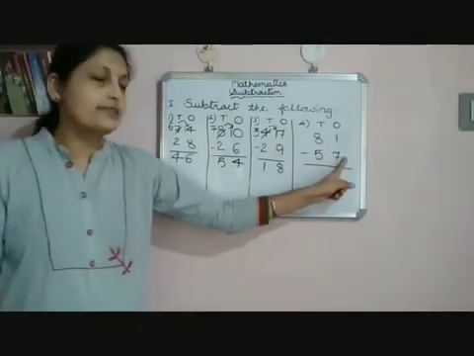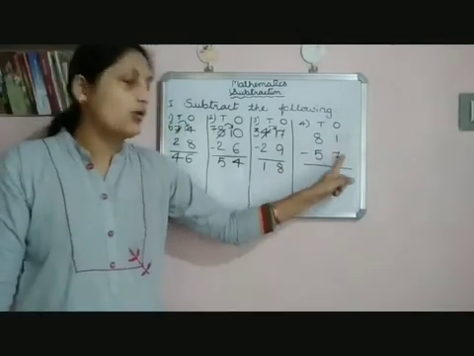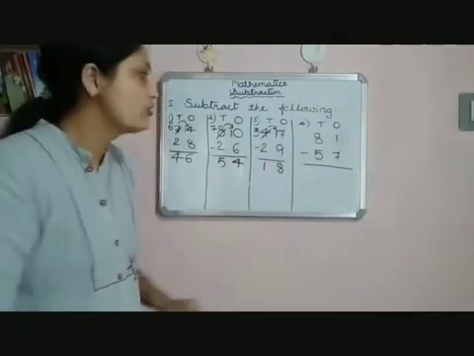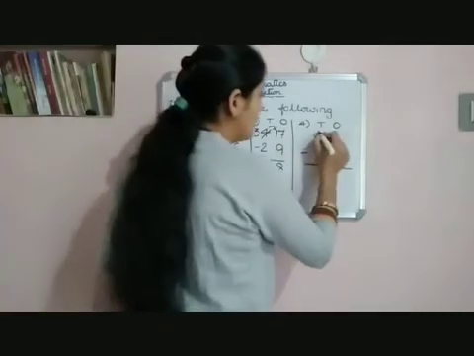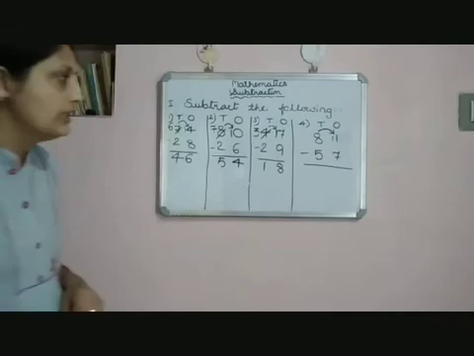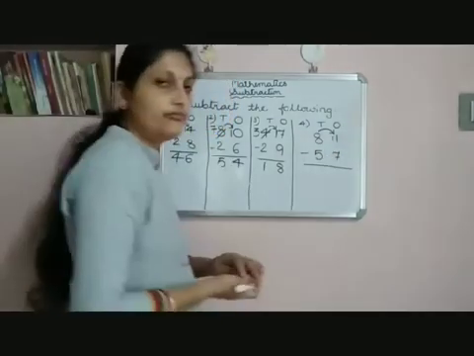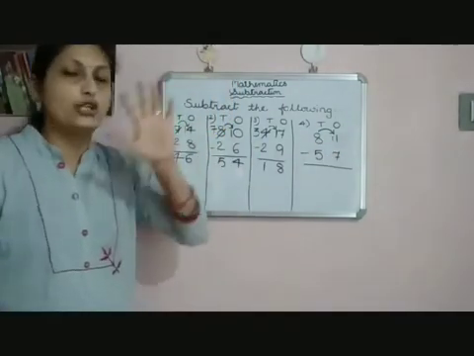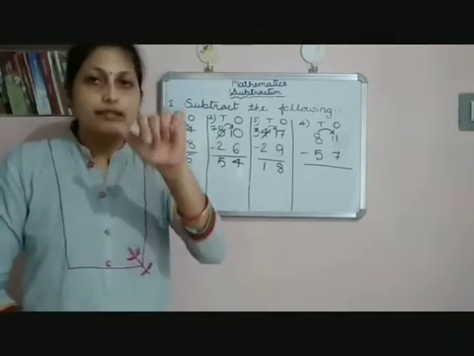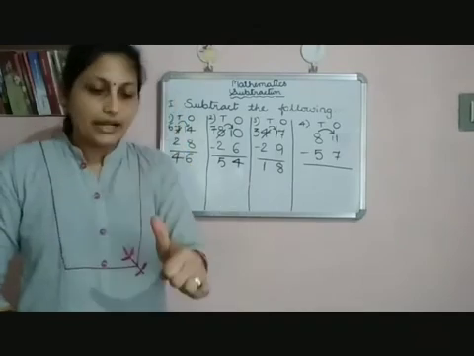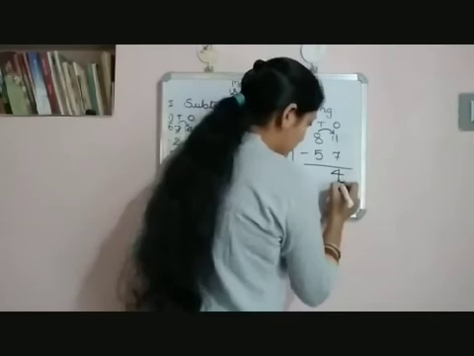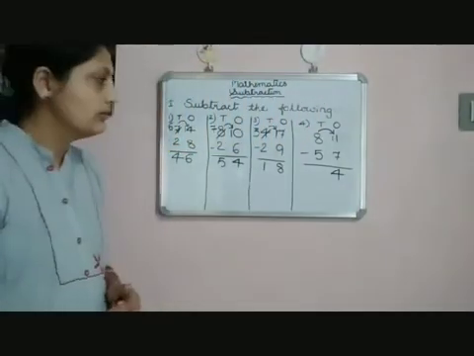1 minus 7. You know that 1 is smaller than 7. So you cannot remove 7 ones from 1 ones. So take borrow from the tens column. Take 1. So it is 11. 11 minus 7. 11 in your mind, 7 in your hand. 11 before 10, 9, 8, 7, 6, 5, 4. So 11 minus 7 is 4. Write 4 in the ones column.